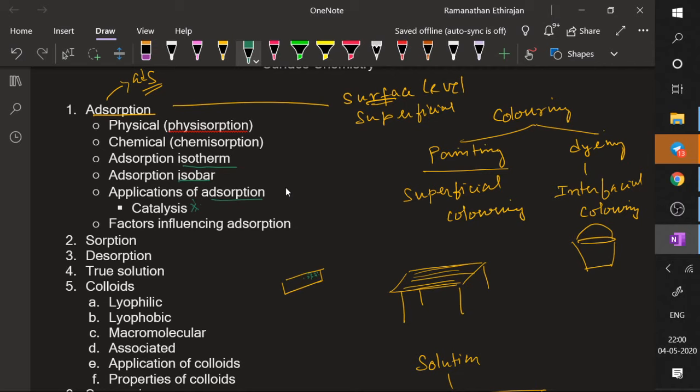A catalyst is nothing but an activator. It can either activate or deactivate also. When it deactivates the reaction, then it's called an inhibitor.